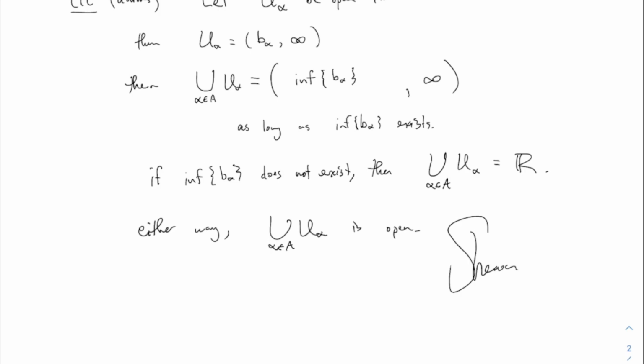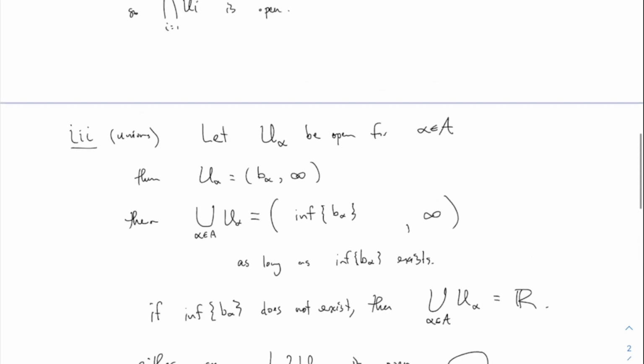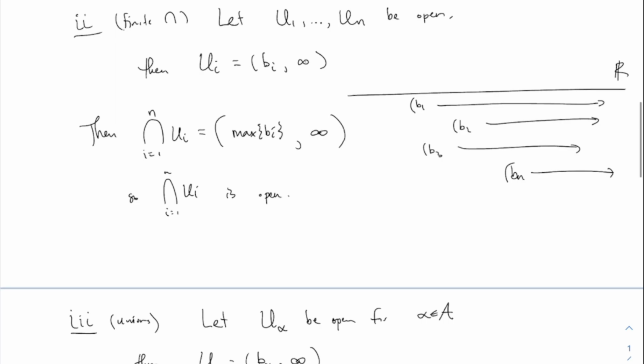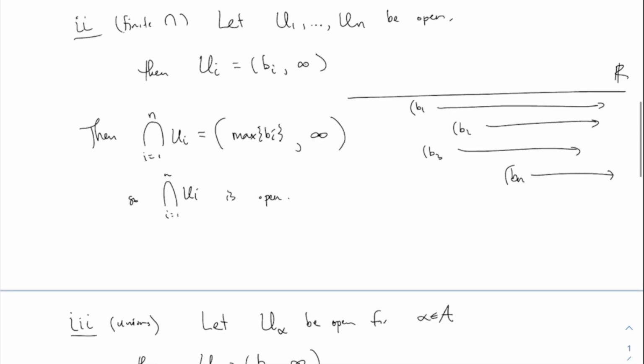Any thoughts about this one? This is showing that something is a topology. You've got to show the finite intersections and the unions property. Yeah, I just had a question for the second part, for the finite intersections. I don't know if it's a dumb question, but how do we know that there is a maximum for the BI? Like if it goes up to infinity, can't it be infinite also? This is not a dumb question.